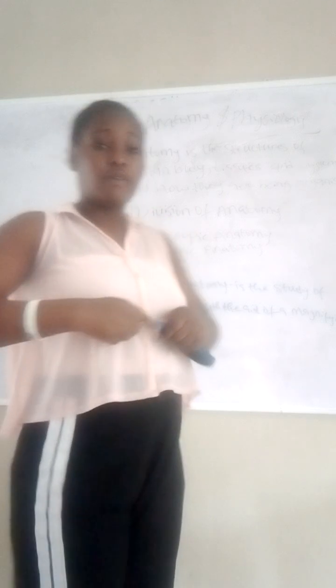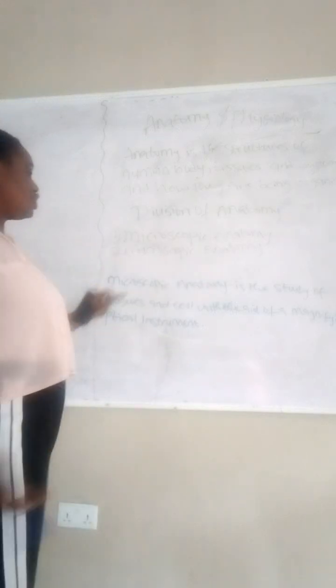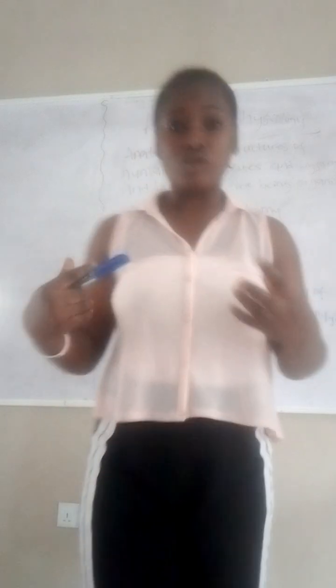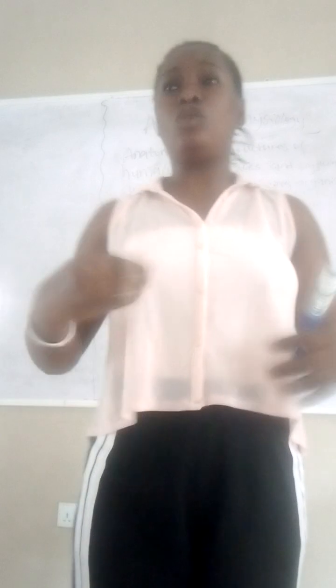Like I said before, microscopic anatomy is the study of tissues and cells with the help of a magnifying optical instrument. What do we mean by a magnifying optical instrument? Like the microscope we use to magnify things, for them to be bigger. Those tiny cells in our body, we can use a magnifying optical instrument to see them. This is what microscopic anatomy is, the study of those little tissues, those little cells in the body that cannot be seen with our naked eyes. We need a magnifying optical instrument to see them because they cannot be seen with our naked eyes.